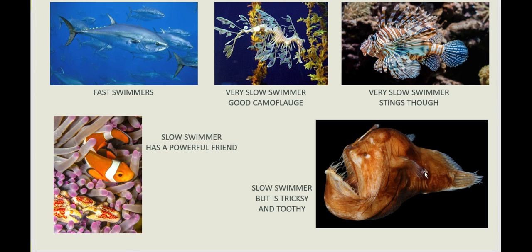And then we have this guy here. So these are anglerfish, and he is a very slow swimmer, but he is tricksy and toothy. Look at his teeth here, right? If anything gets near him, he can open his mouth really, really fast, and he actually sucks fish in. And he tricks them because he has this thing right here. And this is his lure. He likes to lure fish in, use this to make other fish think that there's like a little baby plankton that they can eat. So let's watch and see what this looks like.